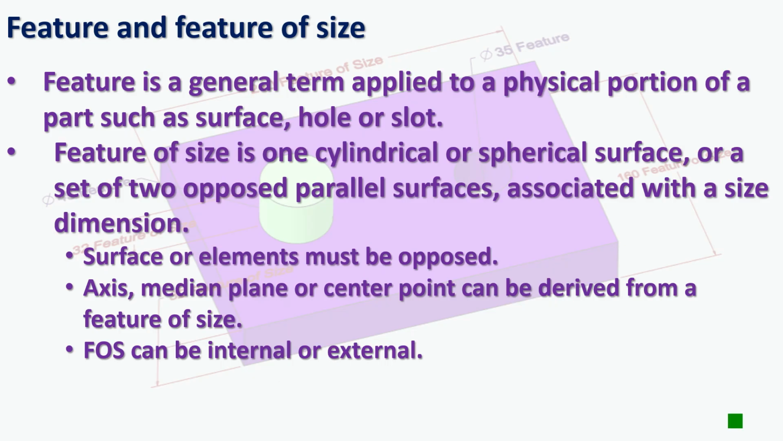Feature and feature of size. A feature is a general term applied to a physical portion of a part, such as a surface, hole, or slot. A feature of size is one cylindrical or spherical surface, or a set of two opposed parallel surfaces, associated with a size dimension. Surfaces or elements must be opposed. Axis, median plane, or center point can be derived from a feature of size. A feature of size can be internal or external.